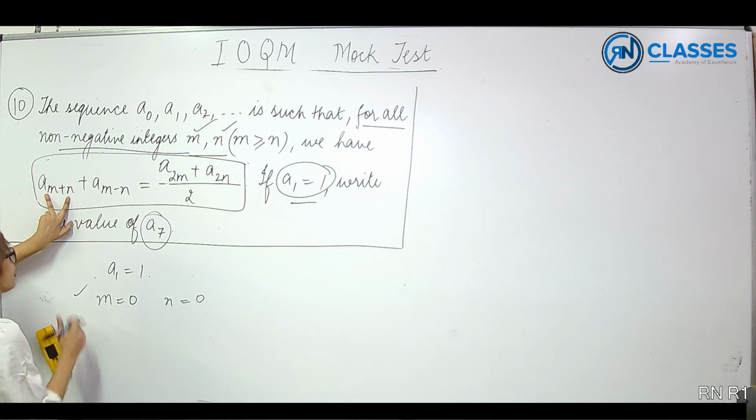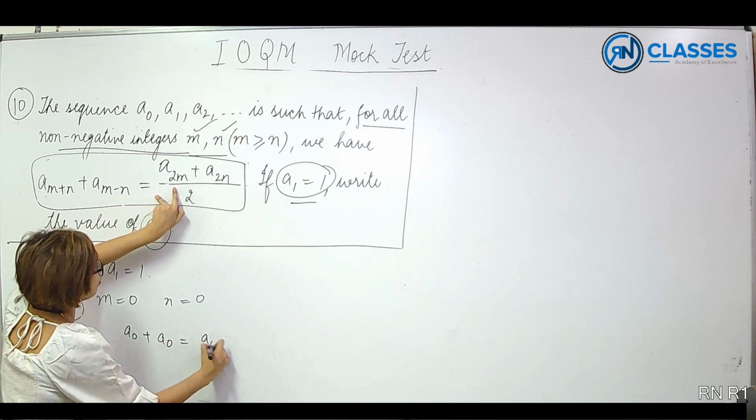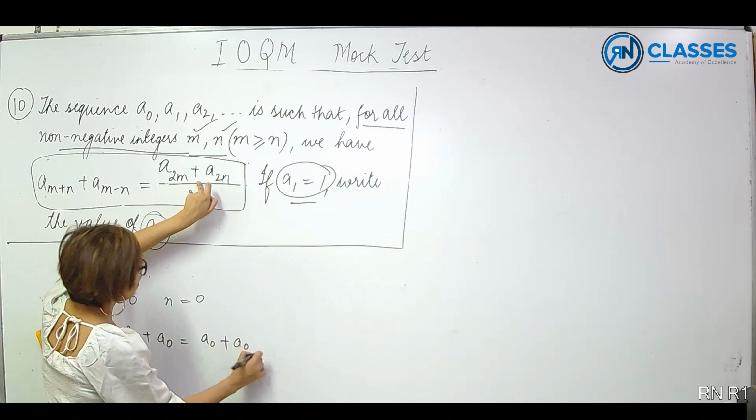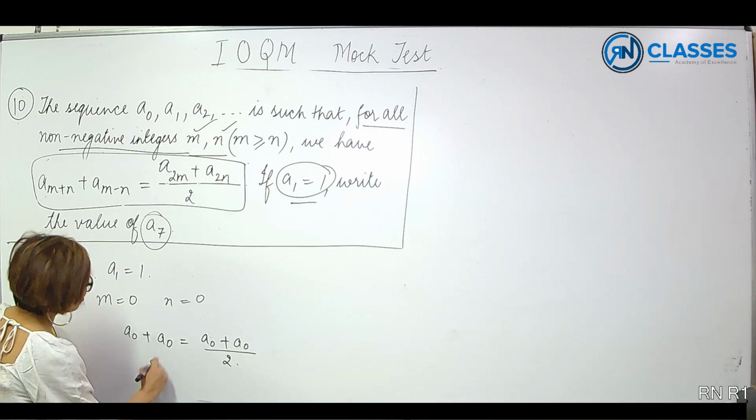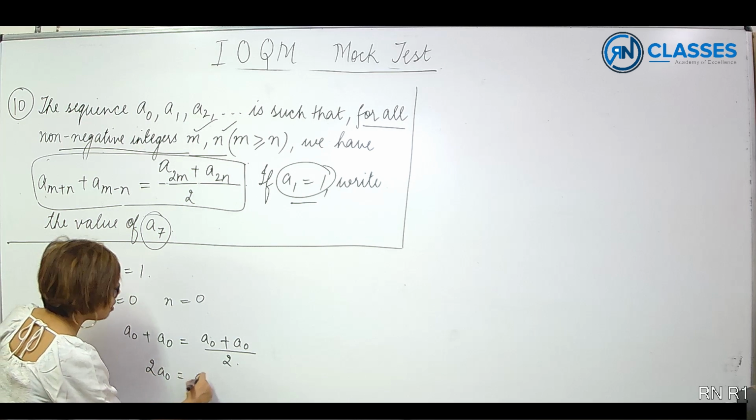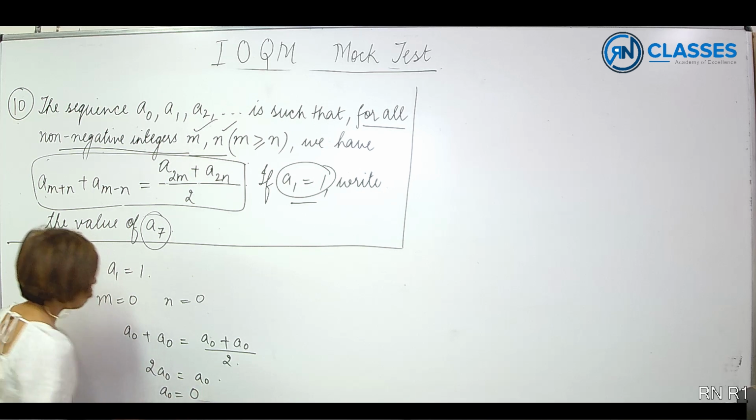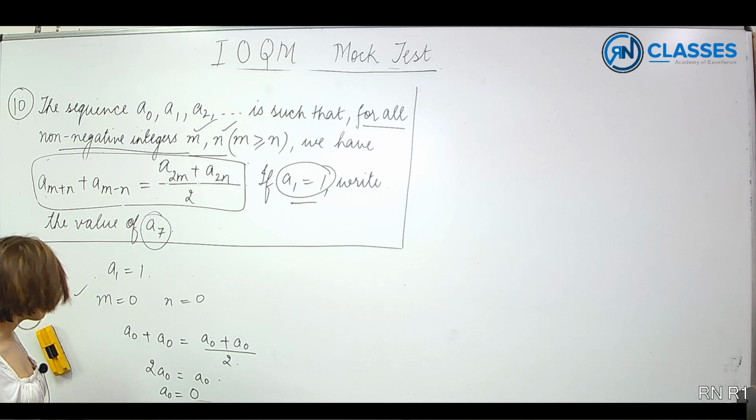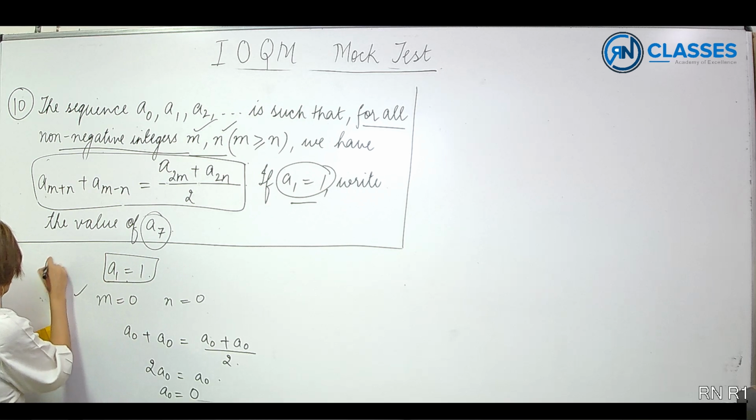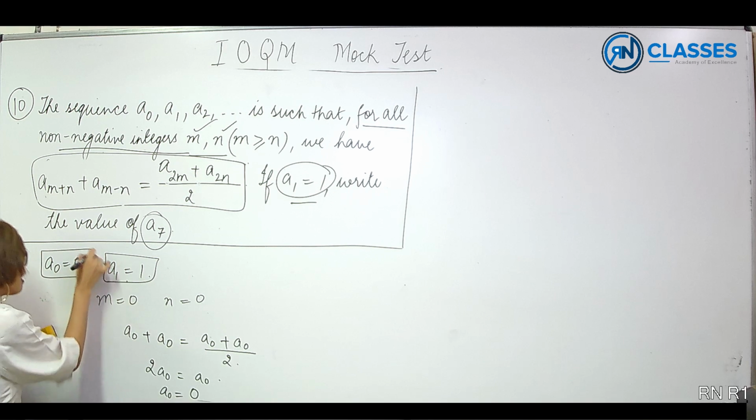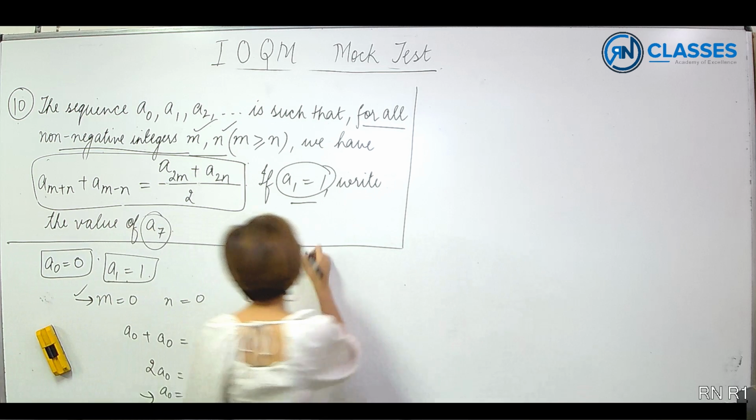Let's see what happens. Obviously m plus n is 0, so A0 plus A0 is equal to (A0 plus A0) divided by 2. So this becomes 2A0 is equal to A0. So A0 turns out to be 0. Done? So A0 turns out to be 0. So A1 I already know and A0 I just found out. Now let me go back to my previous one.